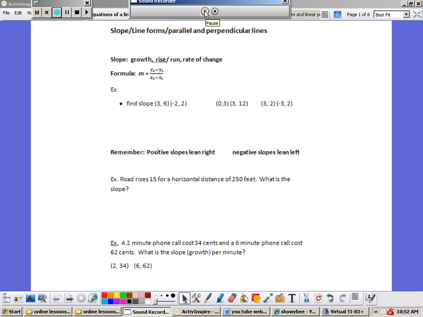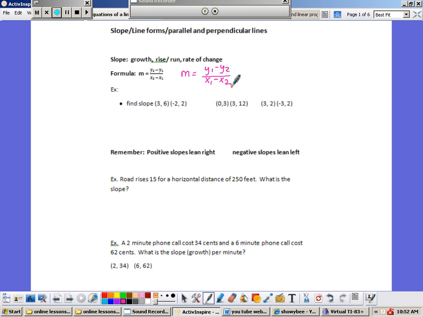Okay, today we're going to talk about slope, forms of a line, parallel and perpendicular lines. Slope is the growth, or the rise over run, or the rate of change. The formula is m equals y2 minus y1 over x2 minus x1. Now, you can also use m equals y1 minus y2 over x1 minus x2, as long as you're consistent: you take the x and the y from the same point in the same order.